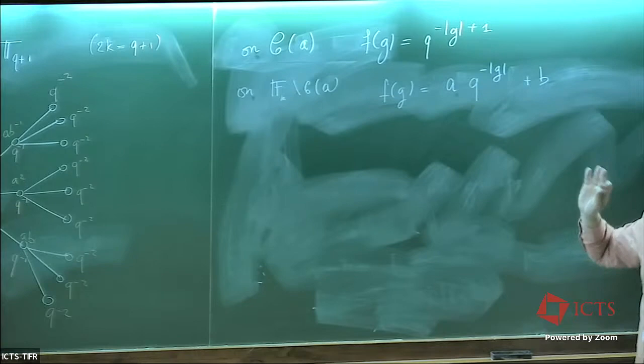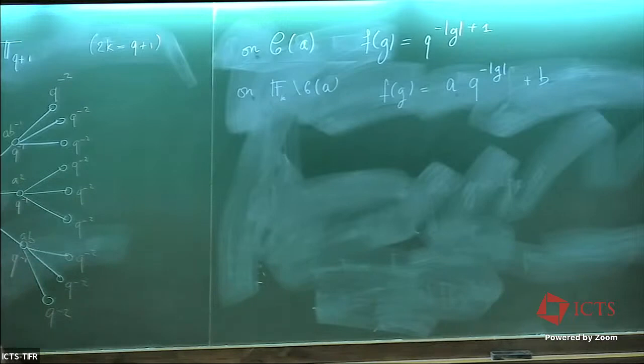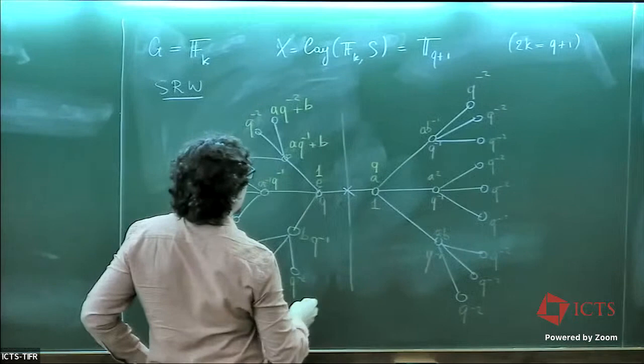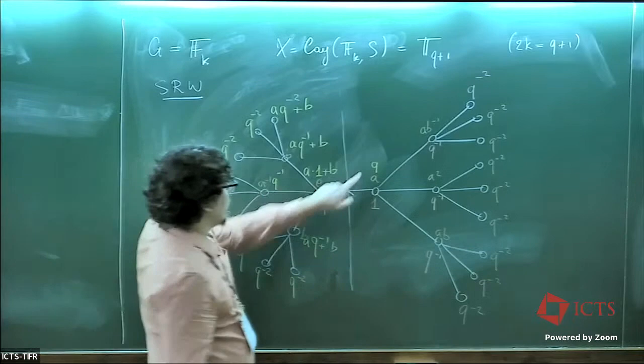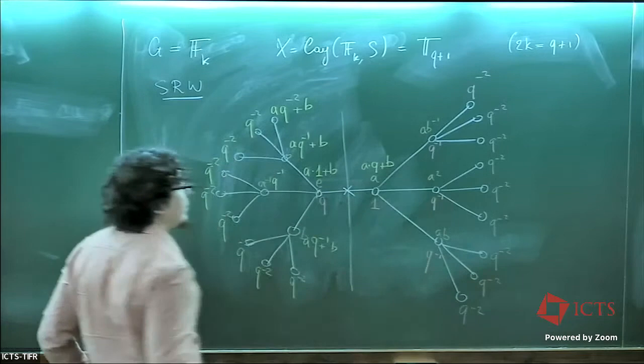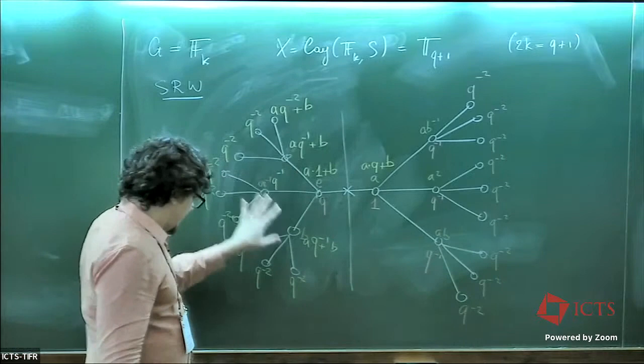Okay, so now let's draw what would happen. So this one, instead of Q, you would have A Q inverse plus B. This would be A Q minus 2 plus B, and so forth. So this would be A times 1 plus B. This is A times Q minus 1 plus B, and so forth. Okay, and this Q will become A times Q plus B, right? So this yellow is still a solution on the left-hand side.